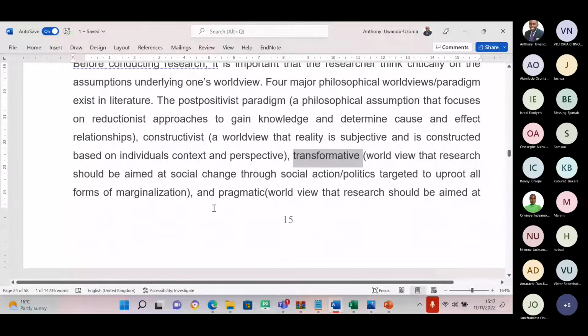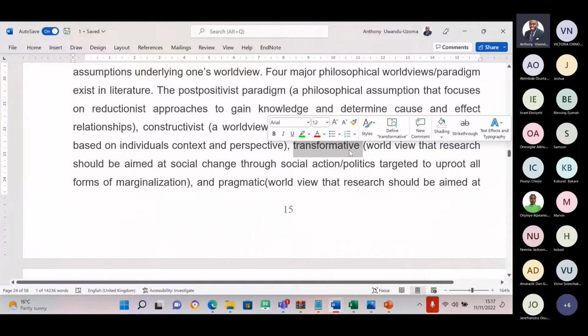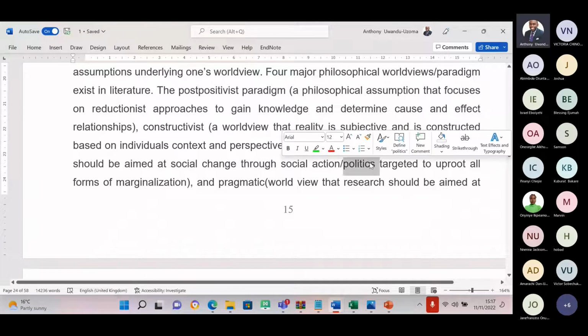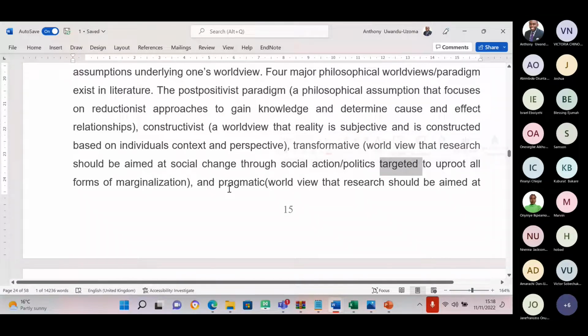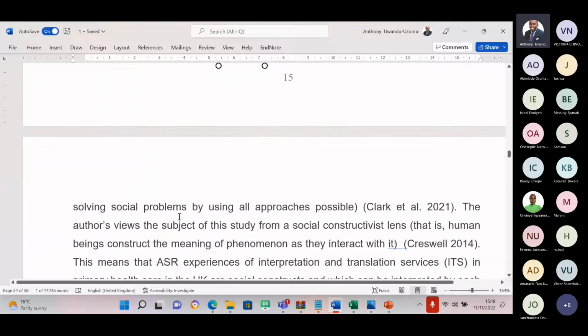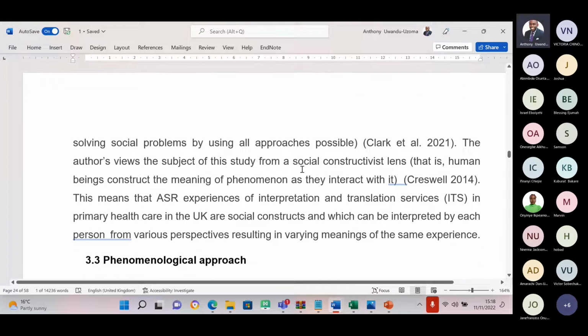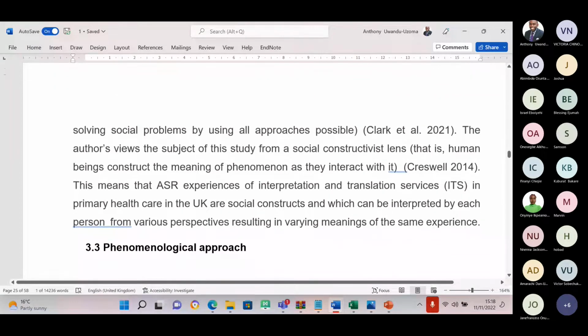Okay. Now, you remember that transformative research is most likely primary research because you are trying to change politics, you are trying to change policies. So it's aimed towards social action. Then the pragmatic view is the one that says any approach I need to use to solve a problem, I will use. That is pragmatism. But it's not so important for now.